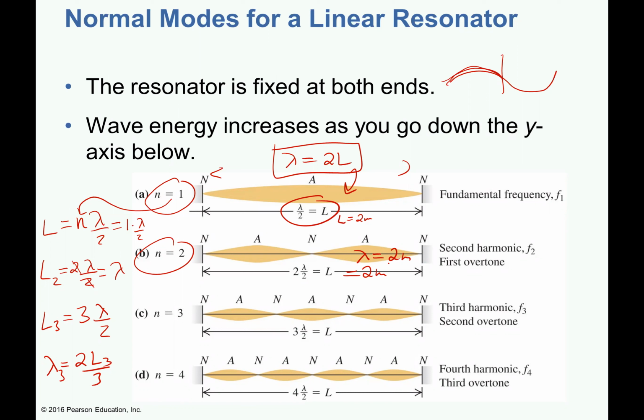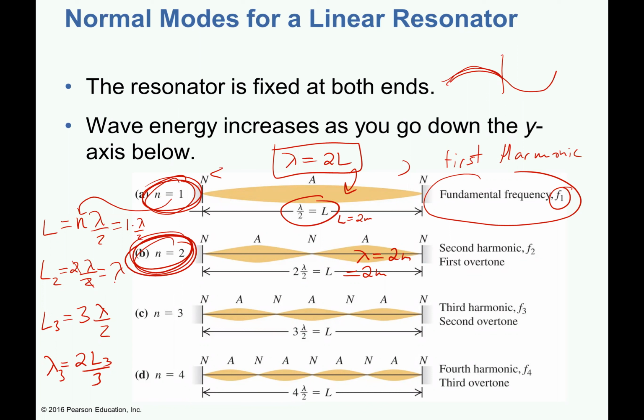All right, so when n equals 1, this is known as the fundamental frequency. Also, you can say that this is the first harmonic. So the fundamental frequency, F1, or the first harmonic. When n equals 2, you get the second harmonic, because harmonics follow the number of order. So n equals 2, second harmonic. n equals 1, first harmonic. The first harmonic is also known as the fundamental frequency.